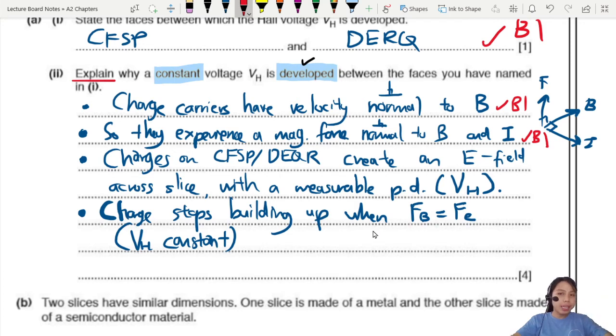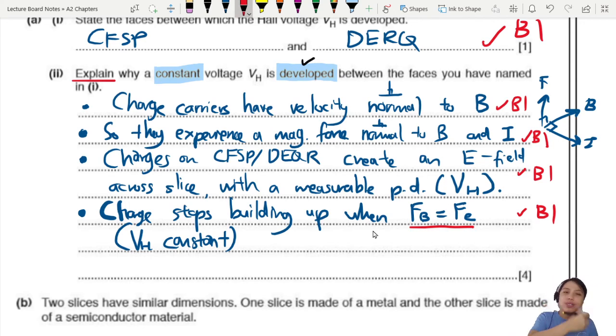Okay, they experience a magnetic force that will push them around. Then you can say that the charges will collect and create an electric field or a measurable Hall voltage. And the last part, you must say the charges will stop building up when the Hall voltage is constant. The condition is FB = FE. No net force, go in a straight line.